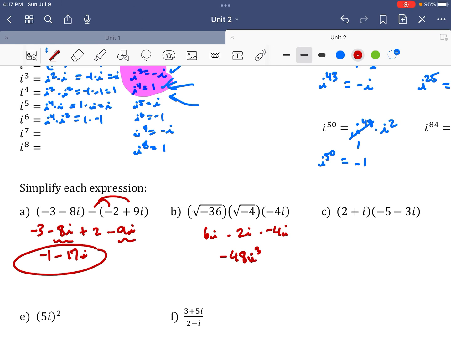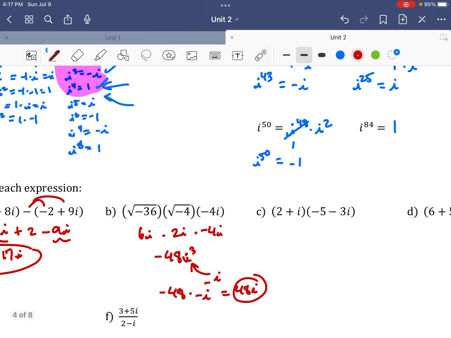And then remember, i to the 3rd is negative i. So I have negative 48 times negative i. So I basically get 48i. Okay.